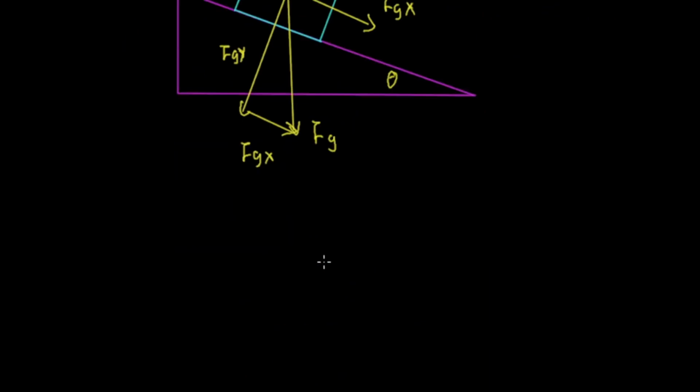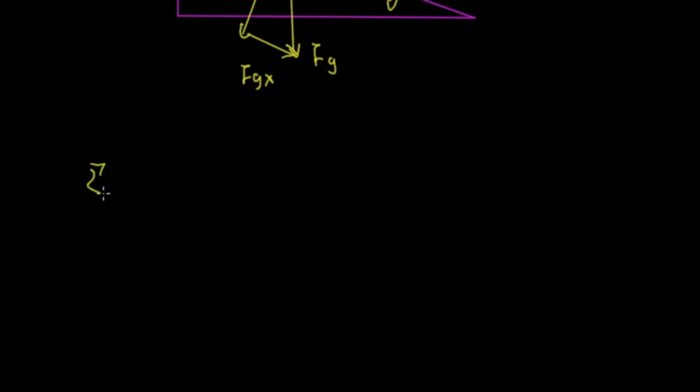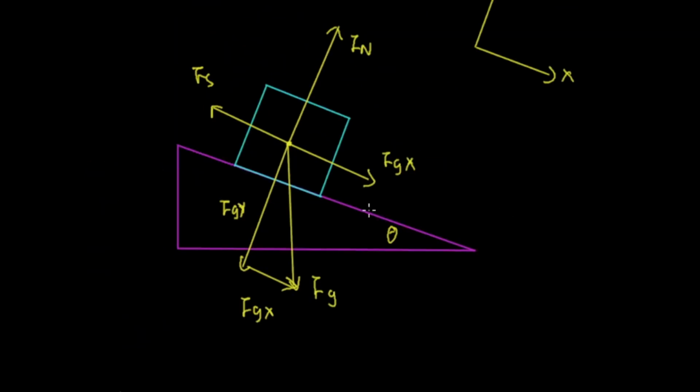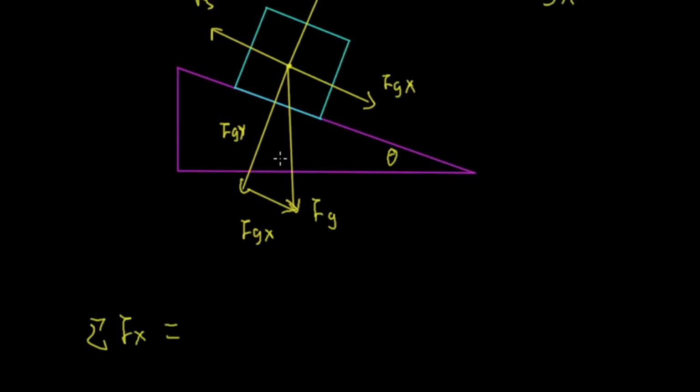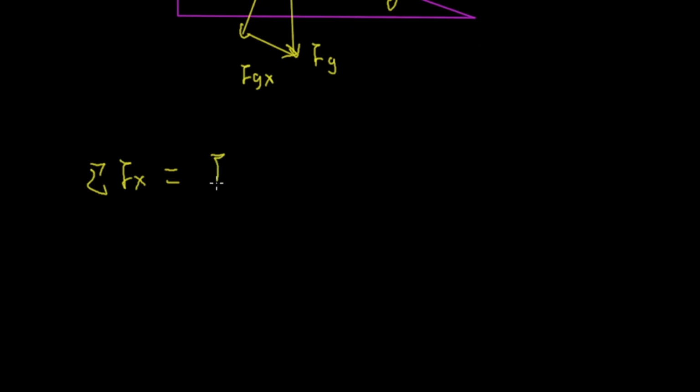Okay, sum of all the forces in the x direction, what's that equal to? Now, this direction is the positive x direction. That is the negative x direction. So we have F sub gx minus the friction force. That's the equation.